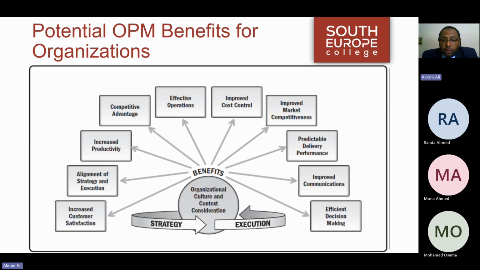Why do we employ OPM? We employ OPM because there are great benefits that can be realized through the implementation of OPM. While OPM promotes the alignment of the organization's strategic objectives with related projects and their management, which many organizations consider to be a big benefit.